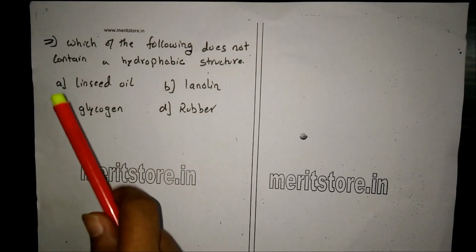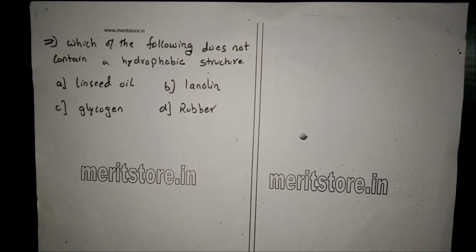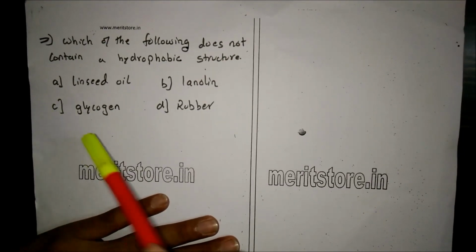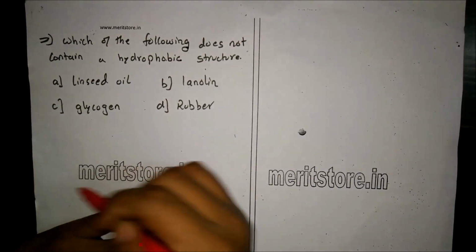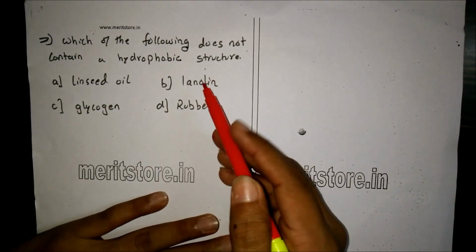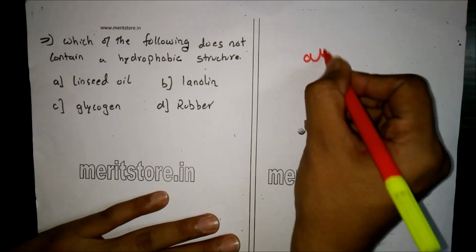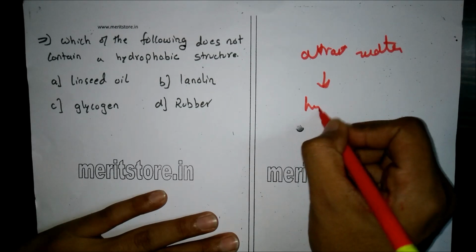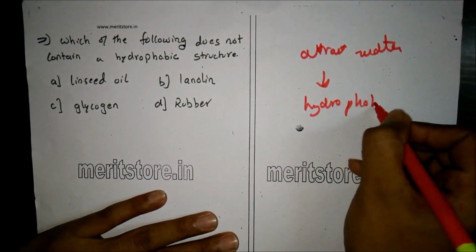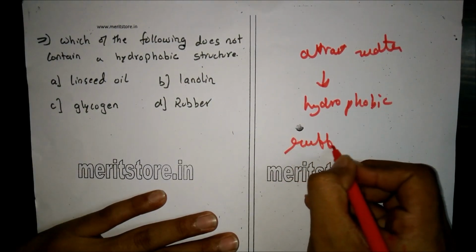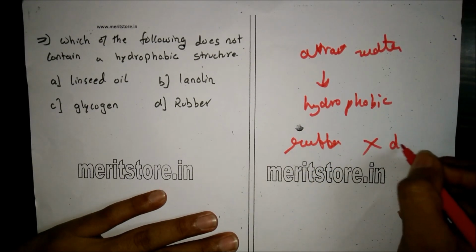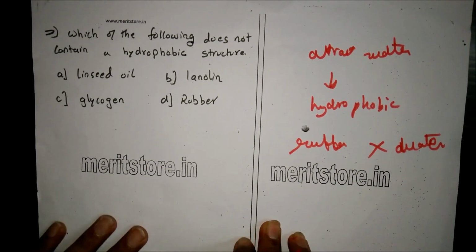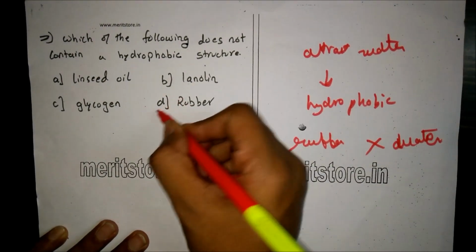Which of the following structures do not contain a hydrophilic structure? A. Linseed oil, B. Lanolin, C. Glycogen, and D. Rubber. Out of all the four options, linseed oil, lanolin, and glycogen attract water. Hence, they are known to be hydrophilic. Rubber, on the other hand, does not attract water. Therefore, it does not have a hydrophilic structure. Therefore, the correct answer is option D.